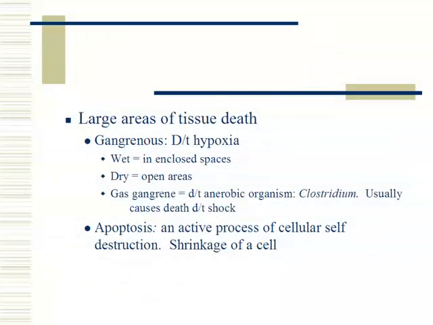Now, if you have large areas of tissue death, you'll have gangrene, and gangrene is due to hypoxia. Wet gangrene occurs in enclosed spaces, like somewhere in the abdomen. Dry gangrene occurs in open areas, such as your fingers and toes. Gas gangrene is due to an anaerobic organism, Clostridium, and this will cause death, usually due to shock.